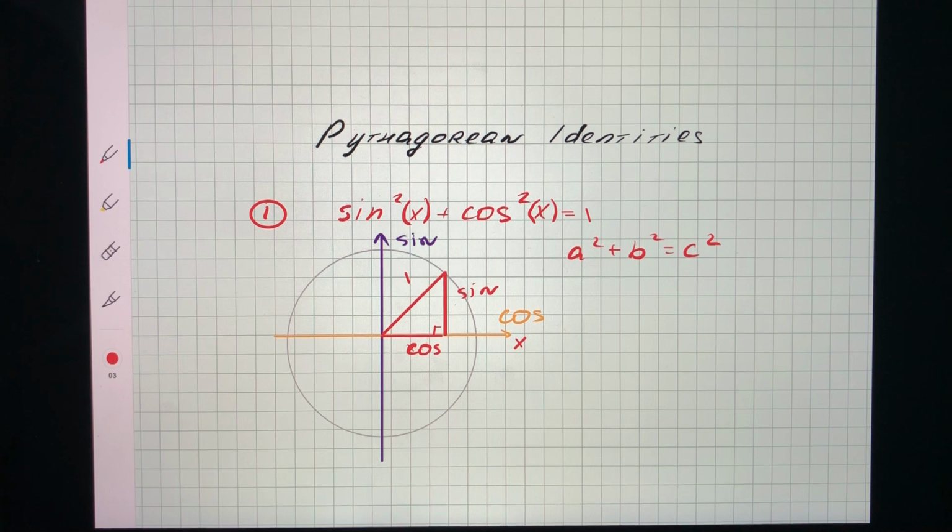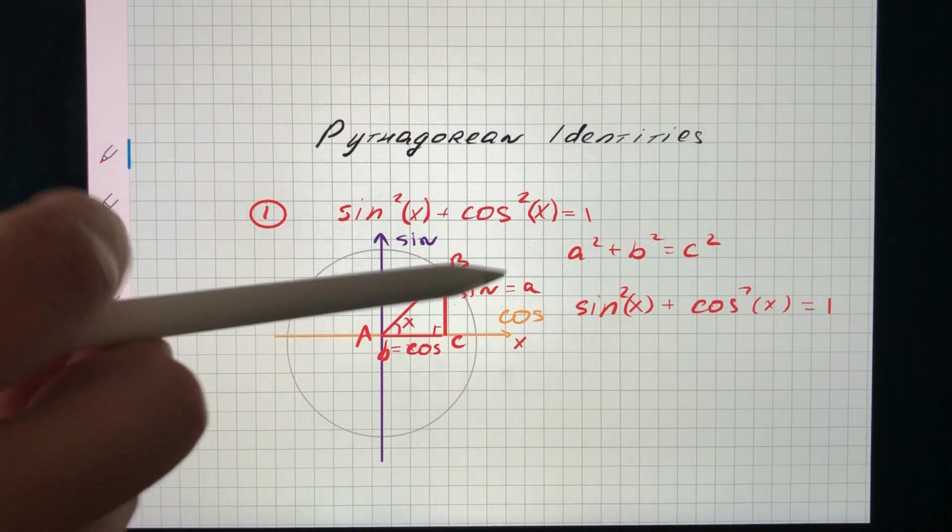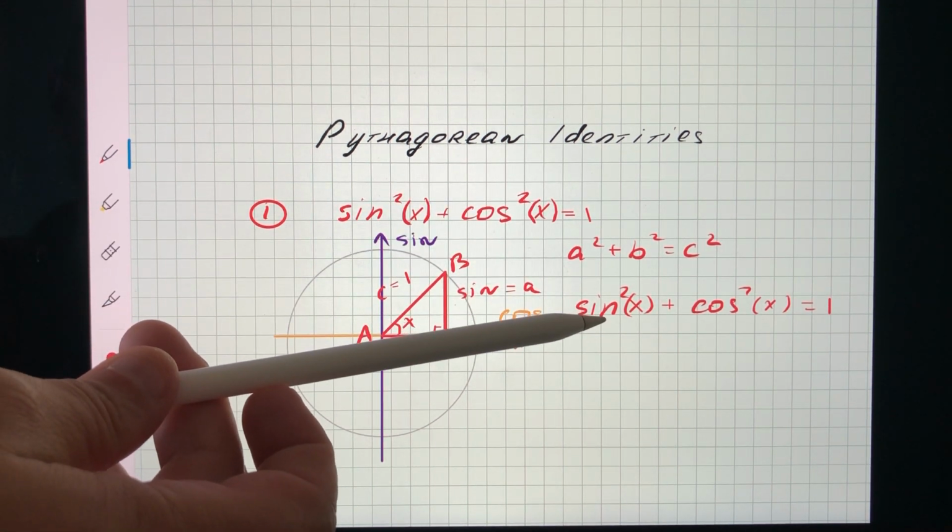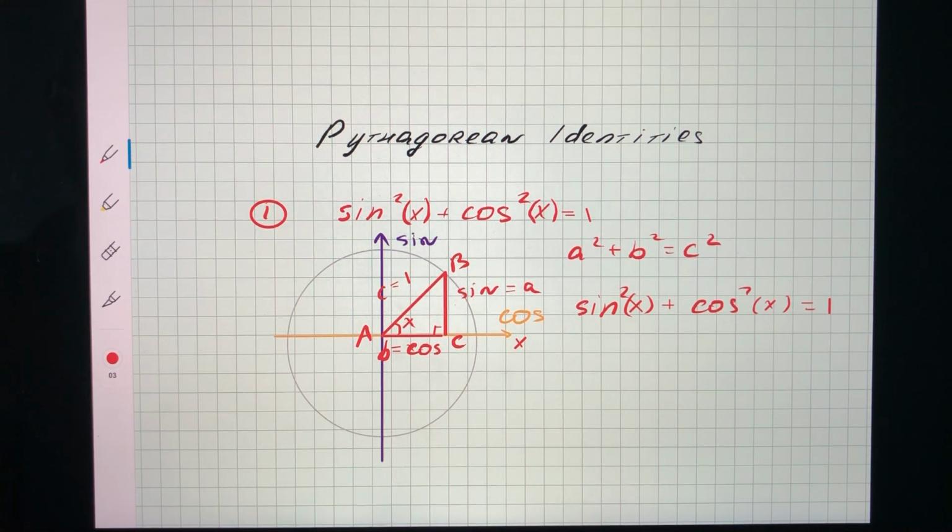Only for our triangle, here's the triangle A, B, C. This side is C. The opposite side is A. The adjacent side is B. So renaming A with a sine, we get sine squared of x. And this is the angle x. And the b squared turns to cosine squared of x, and the c is the hypotenuse, which is 1 for us, and we have arrived at exactly the same conclusion as the Pythagorean theorem.